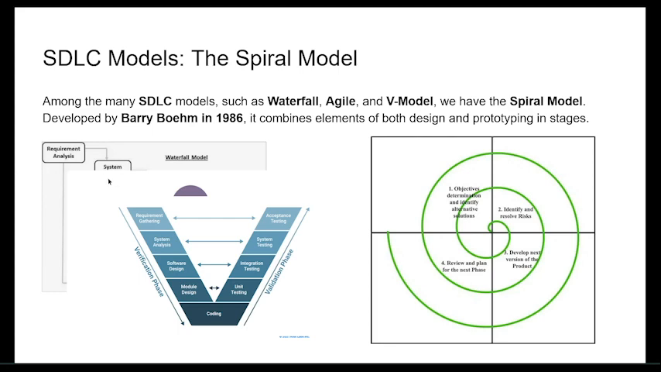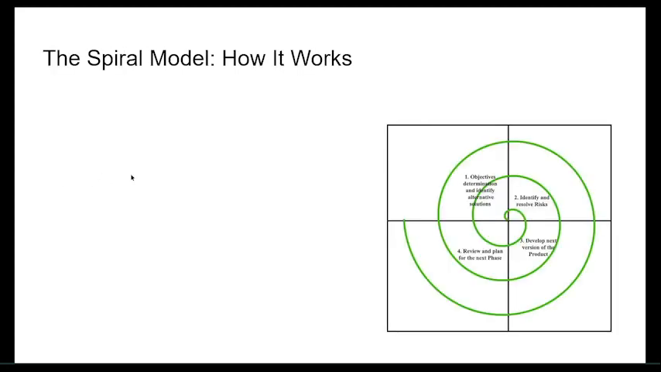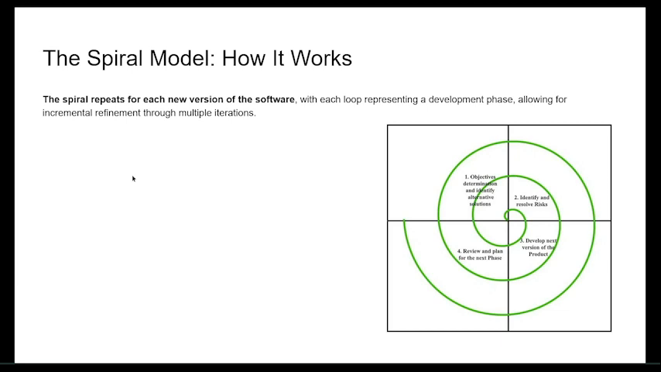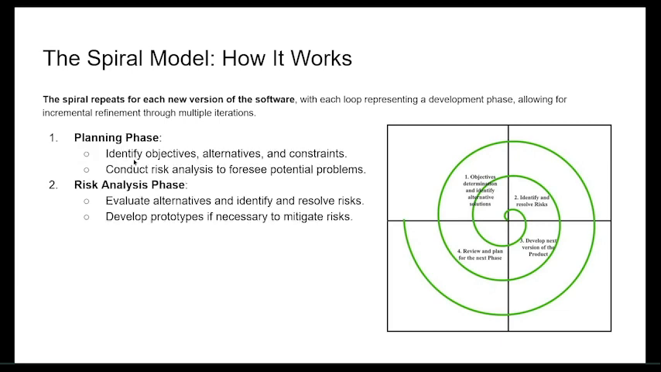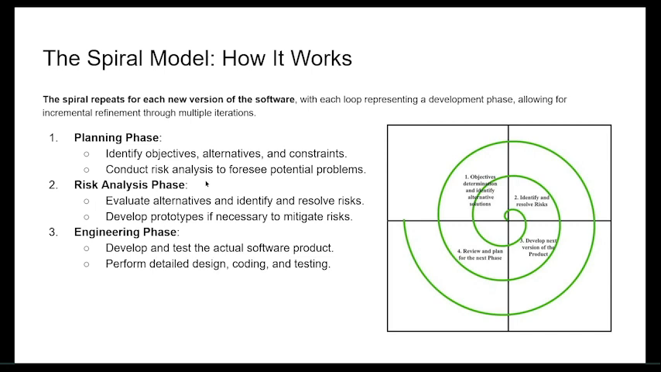Now, let's delve deep into how the spiral model works. The spiral model repeats for each new version of the software, with each loop representing a development phase. This allows for incremental refinement through multiple iterations. We have 4 stages. We have the planning phase, the risk analysis phase, the engineering phase, and the evaluation phase.